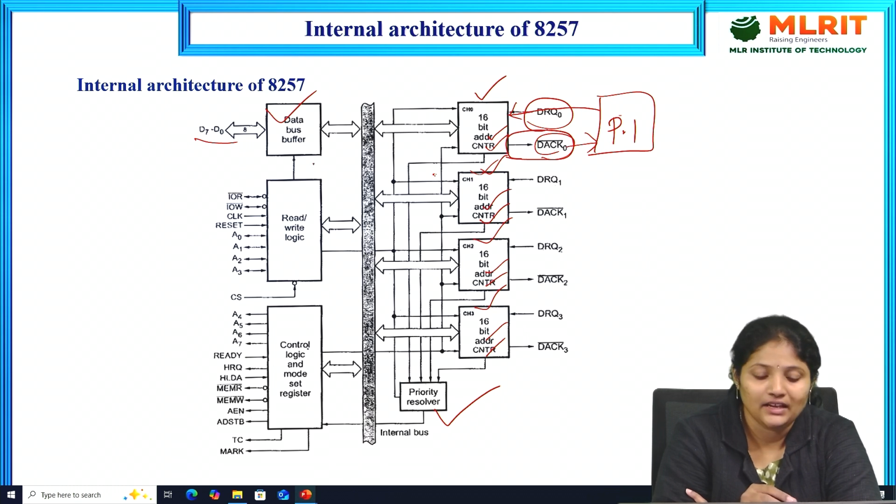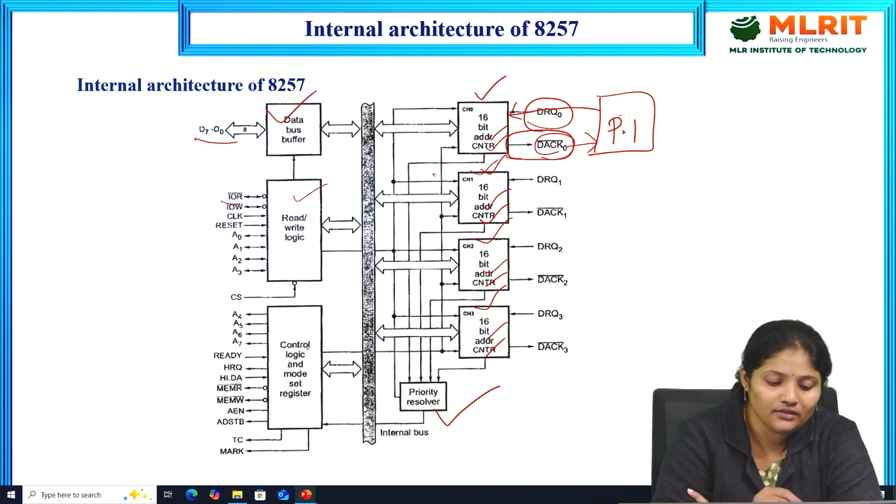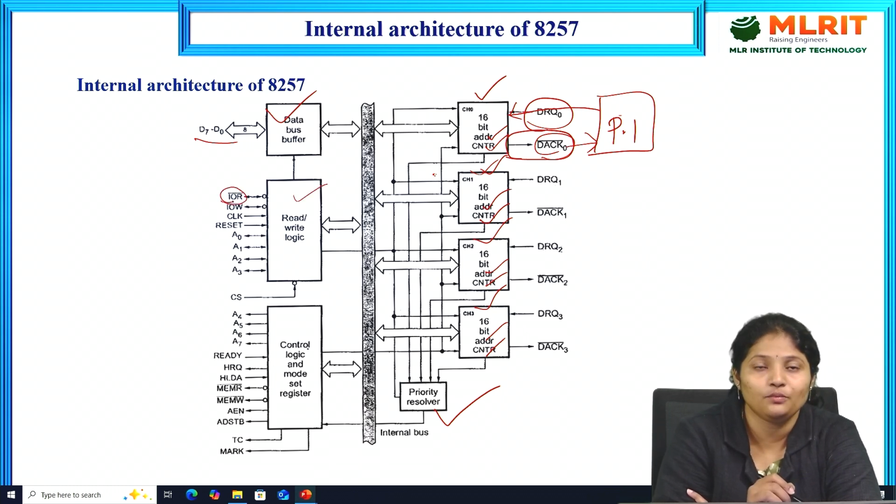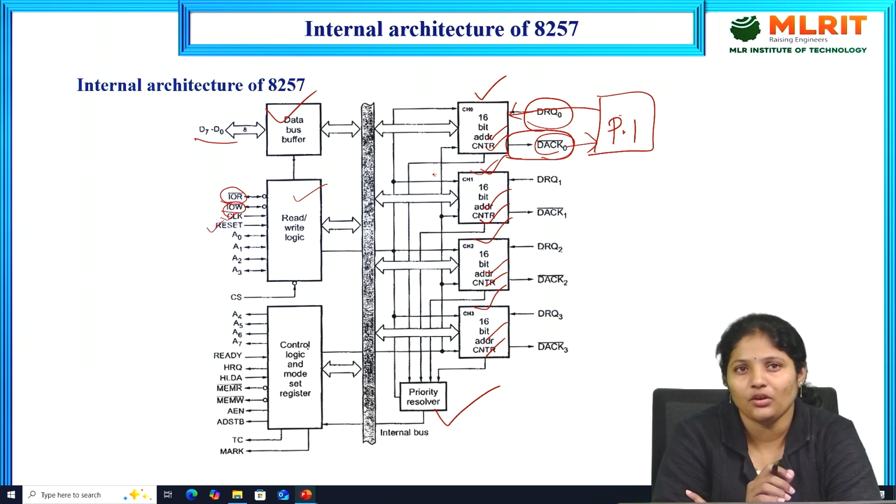And there will be read and write logic. Here IOR is input output read, and IOW is input output write. There is a clock signal to make all of this work simultaneously. Reset: if we reset the DMA controller, all the internal registers will go back to their original state.